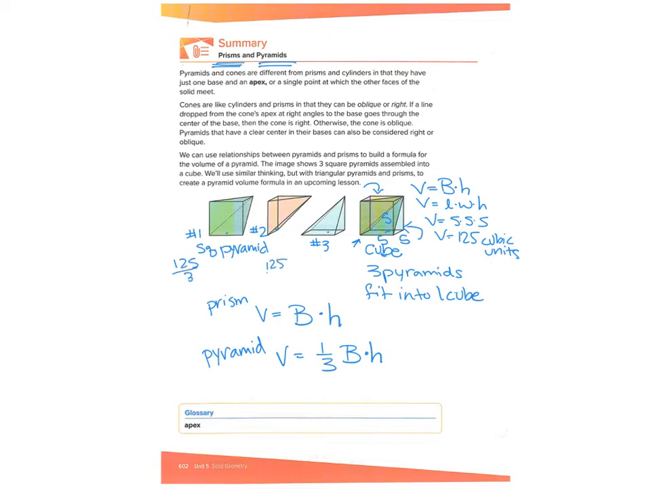This would be another 125 divided by 3. This would be another 125 divided by 3 in volume. When I add them together, I would get my total of 125 cubic units. These pyramids are 1/3 of the overall volume because it takes 3 of them to fill into my cube. And we'll be studying this more in the next lesson as well.